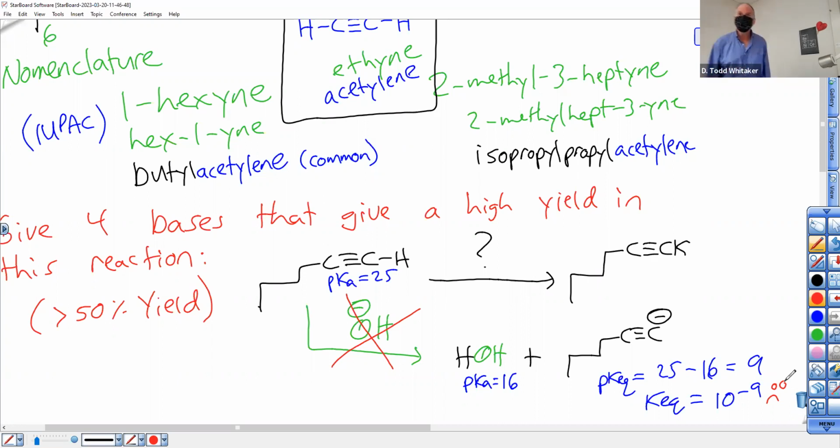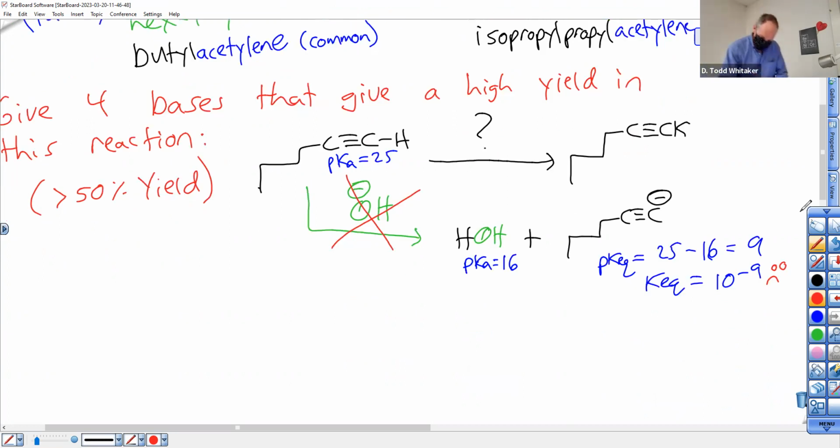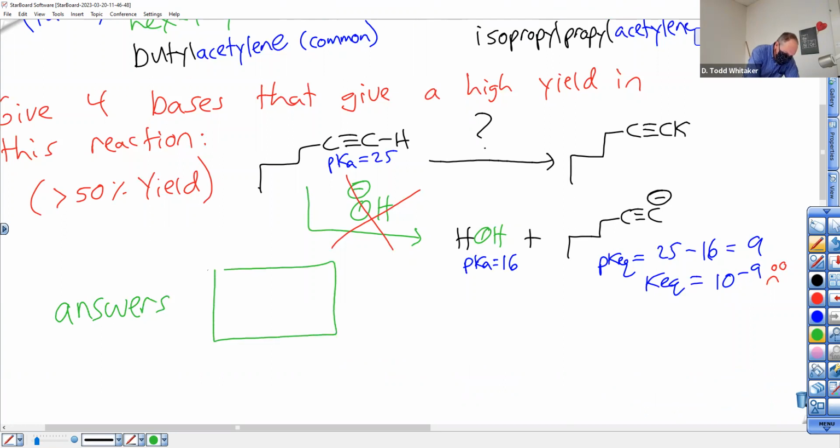So you need stronger bases is what I'm trying to say. You've got a lot more on the table above water. Remember, if the acid's getting weaker, what's happening to the base strength on that table? Stronger, because pKa and pKb add to 14. If one of them's going up, the other's going down. We need it to go down, pKb. So why don't you just give me the strongest base you can think of? Answers. You're having trouble? The answers will be here.